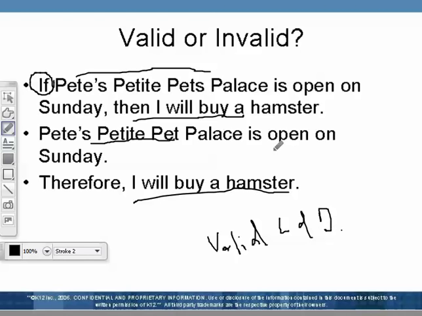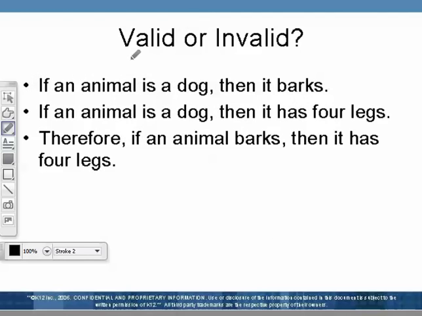Okay? Everyone following what I'm saying here? Okay? How about this one? If an animal is a dog, then it barks. If an animal is a dog, then it has 4 legs. Therefore, if an animal barks, then it has 4 legs. Counting the if statements, how many if statements do I see here? 1, 2, 3 if statements.